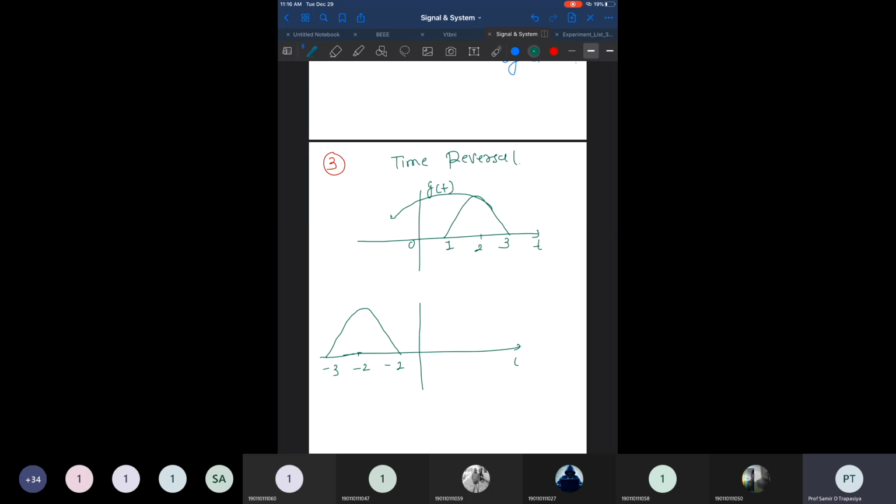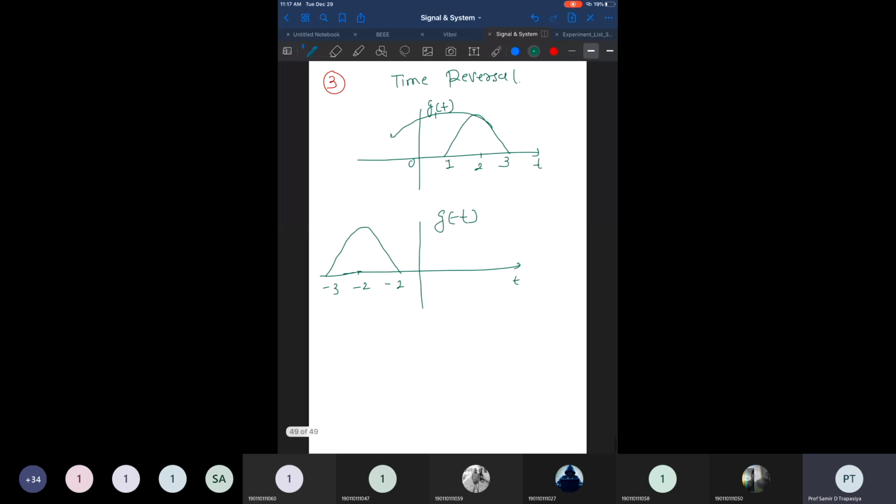So if I say it is my g2 of t signal, it is simply g of minus t. It simply tells us whatever amplitude value we achieved at +3, now the same value we achieve at -3. Whatever value we already achieved at +2, now we are getting at -2, that is the peak value. And whatever the amplitude at t equal to 1, now we are getting at t equal to -1. So that way it is represented as a flip of the signal, right?